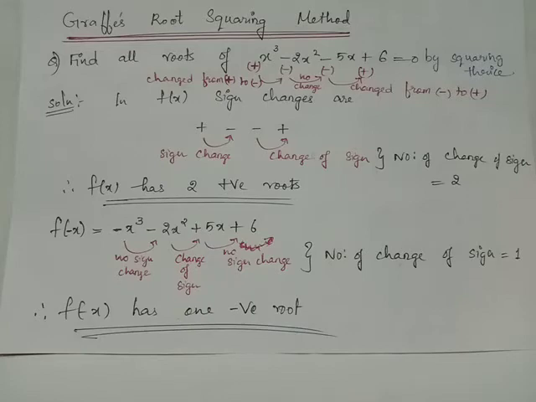Graeffe's root squaring method. Let us explain the method with the help of an example. Find all the roots of x cube minus 2x square minus 5x plus 6 equals 0 by squaring thrice. Here we have to perform the squaring operation 3 times. Let us consider f of x equals x cube minus 2x square minus 5x plus 6.